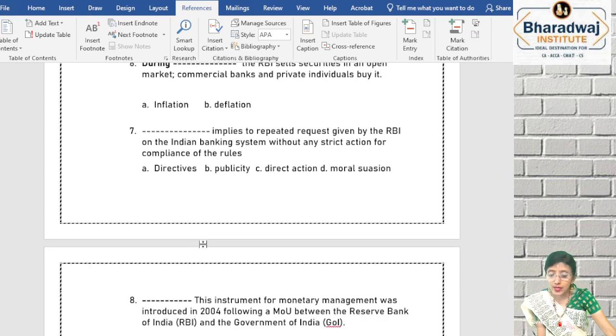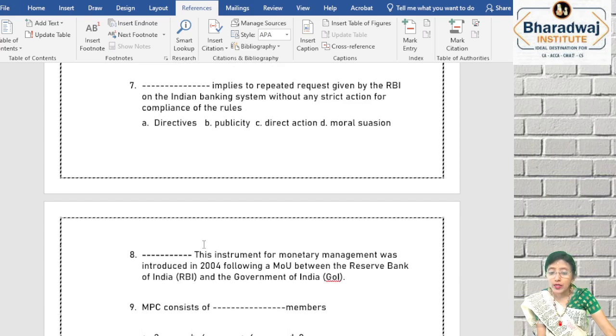Dash, that is, this instrument for monetary management was introduced in 2004 following a memorandum of understanding between the Reserve Bank of India and the Government of India. Now, my dear students, apart from the traditional quantitative and qualitative tools, there are 3 additional tools I was telling you in class. Study that. Questions are asked from there also, and this is one among them.